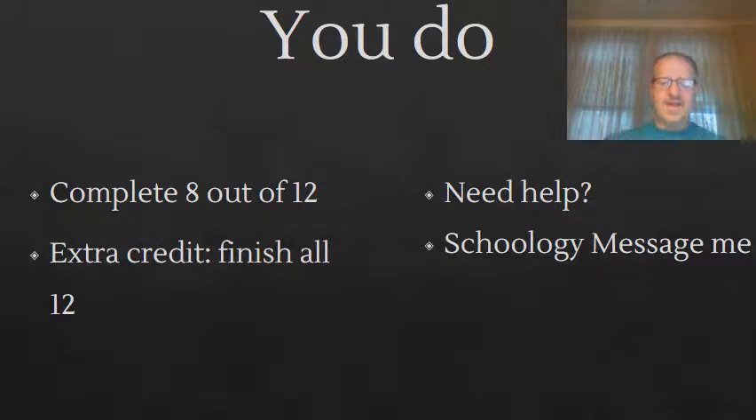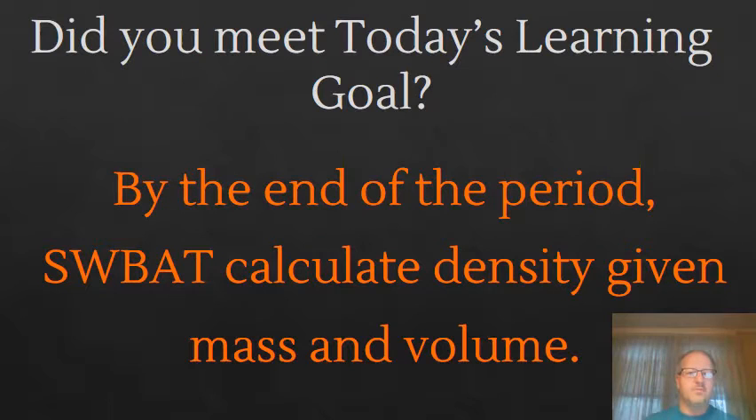So you're going to complete 8 of the 12 problems that are on page 2. You can complete any 8 you want. They don't have to be 1 through 8. You can bounce around if you really want to. If you do all 12 of the problems, I'll give you up to 4 points of extra credit, 1 extra credit point for each problem you do beyond the 8. And if you need any help, send me a Schoology message and I'll be happy to help.